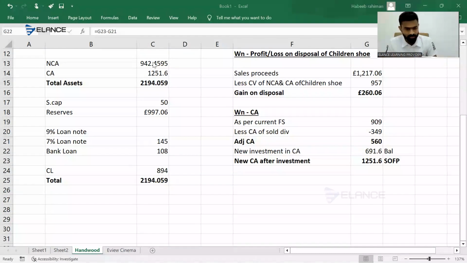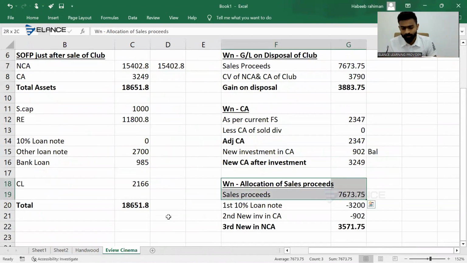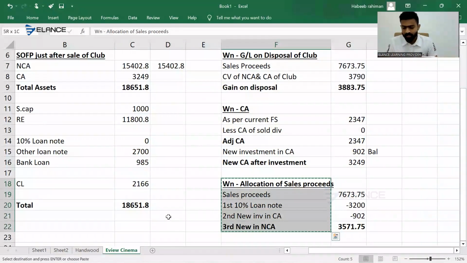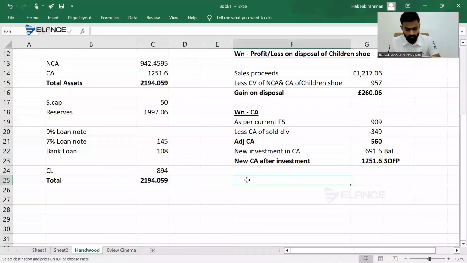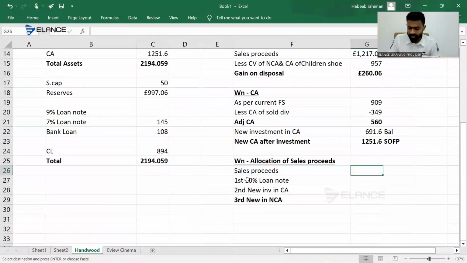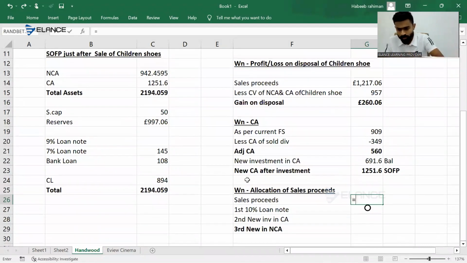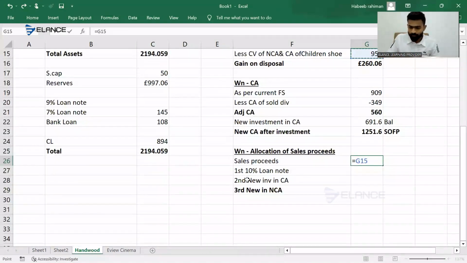It's not for this, in order to get this figure. For getting how much we invested in non-current asset, we require to solve this working note. So what was the sales proceeds? It was 1217.